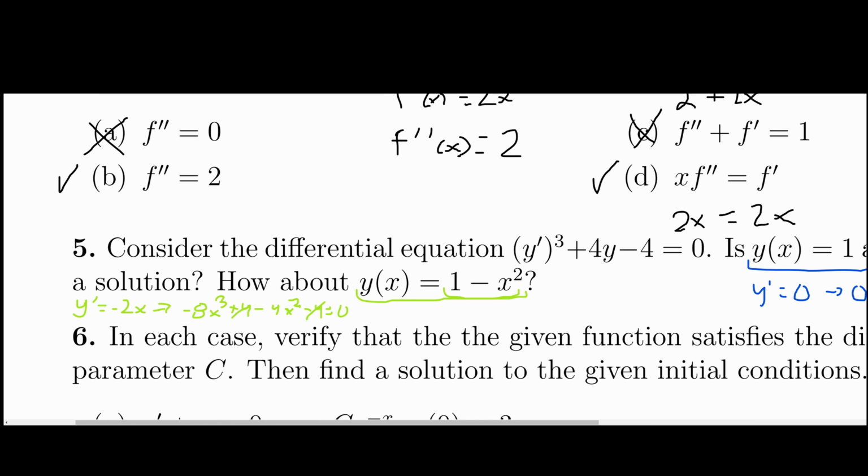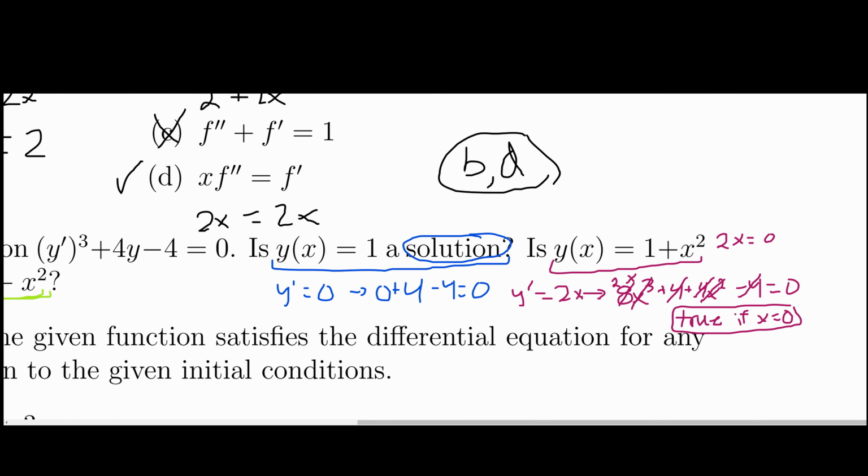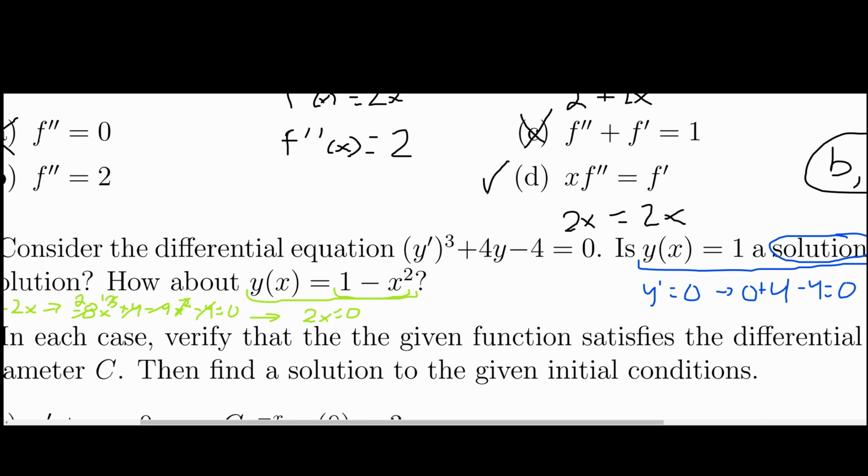Cancel out the 4's, divide everything by negative 4, which will leave us a 2 right here, divide everything by x squared, and this will just leave us 1. So what we're going to get is 2x equals 0, which is exactly the same as what we got in the last problem right here. So it holds true. It is a solution if and only if x equals 0.